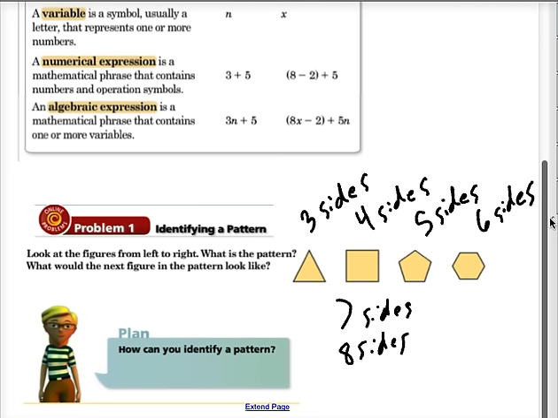When it's something visual, hopefully that's bringing you back to your geometry skills a little bit. Most of today is going to be with numbers and expressions, but again, don't be scared of these patterns that you may come across.